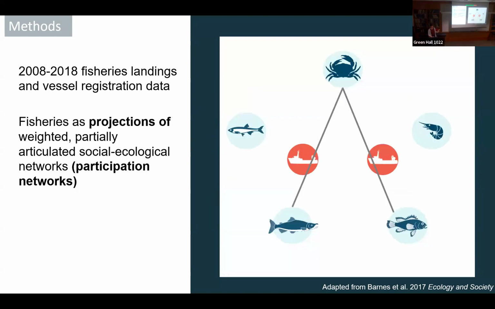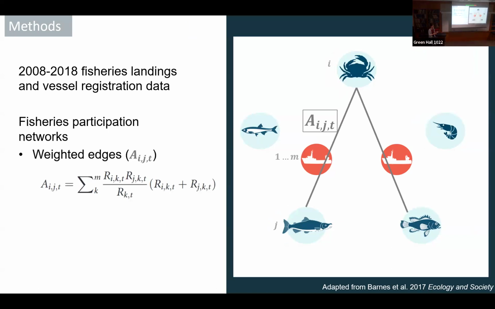And then we took this network and projected it into something called a unipartite network, which we call a fisheries participation network, in which the nodes are the fished species or species assemblages, and they're connected by vessels that are participating in both of those fisheries. The edges in our participation networks are weighted to be proportional both to the total revenue that a vessel is making from those two fisheries and the evenness with which that revenue is distributed.